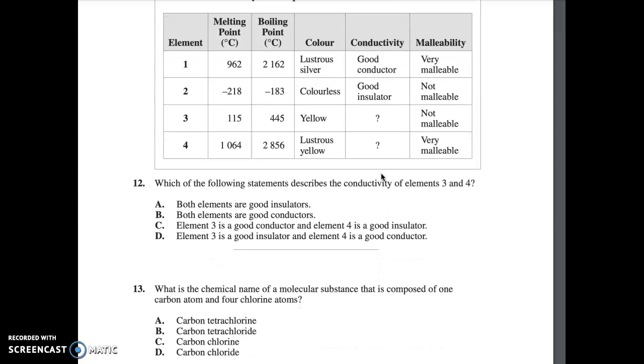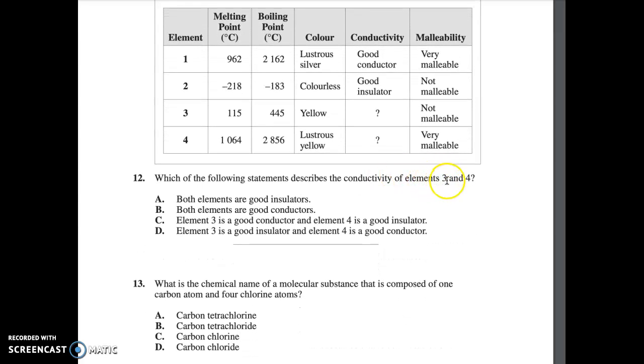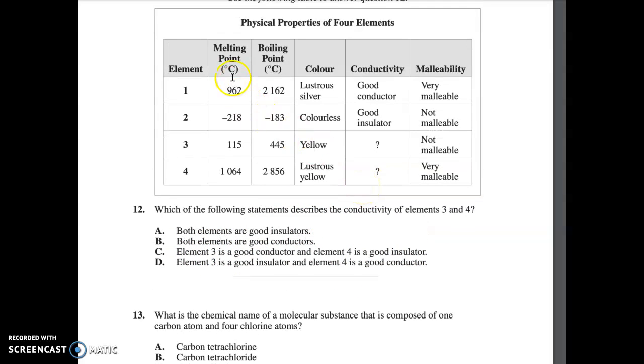Number 12 is talking about whether elements 3 and 4 are good or bad at conducting electricity. Okay, so in this case, we're trying to probably figure out which ones are metals. Okay, so one is a good conductor, one is a good insulator, or backwards. Okay, so let's take a look.